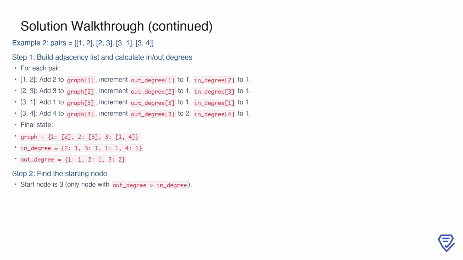Finally, for [3, 4], we add 4 to the adjacency list of node 3, increasing its out degree to 2 and the in degree of node 4 to 1. At the end of this step, the adjacency list is 1 to 2, 2 to 3, 3 to 1 and 4, and the in degrees and out degrees are computed for each node. Here, node 3 has an out degree greater than its in degree, so it becomes the starting node.